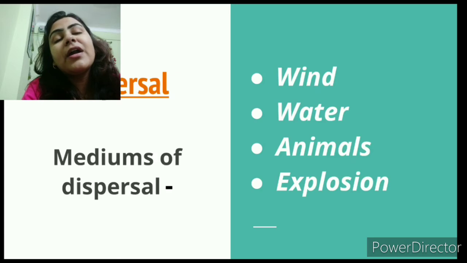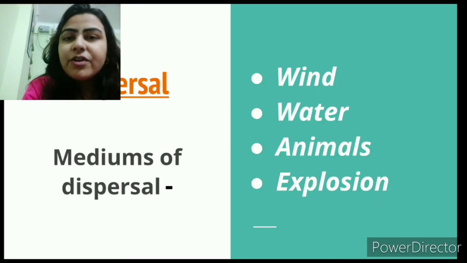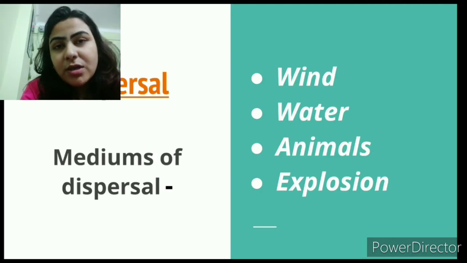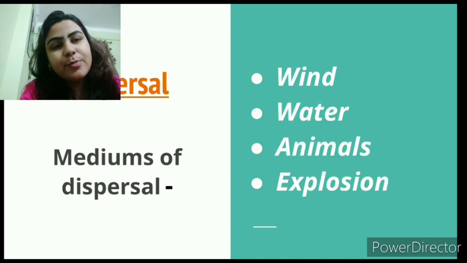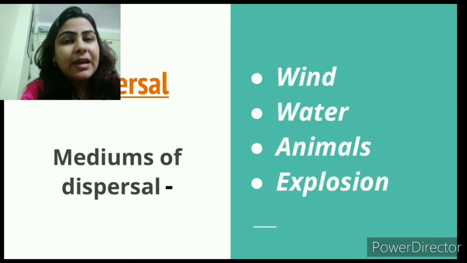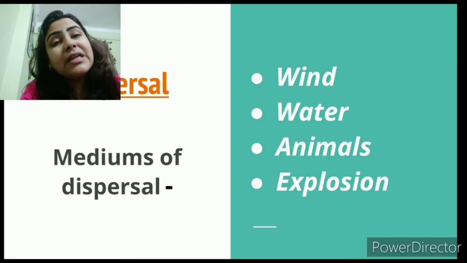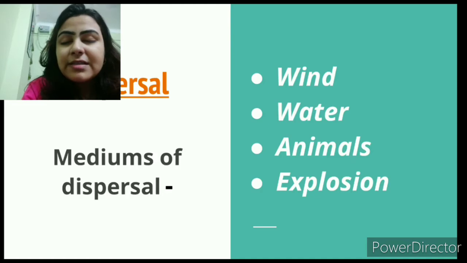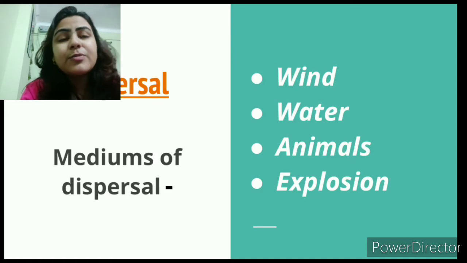And similarly, we are having different mediums of dispersal. The 4 basic mediums of dispersal are wind, water, animals, and explosion. Now, there are some seeds which are very fluffy and light, which can get easily carried away by the air. So these seeds get dispersed by the wind. Then we have water, as a dispersing agent.